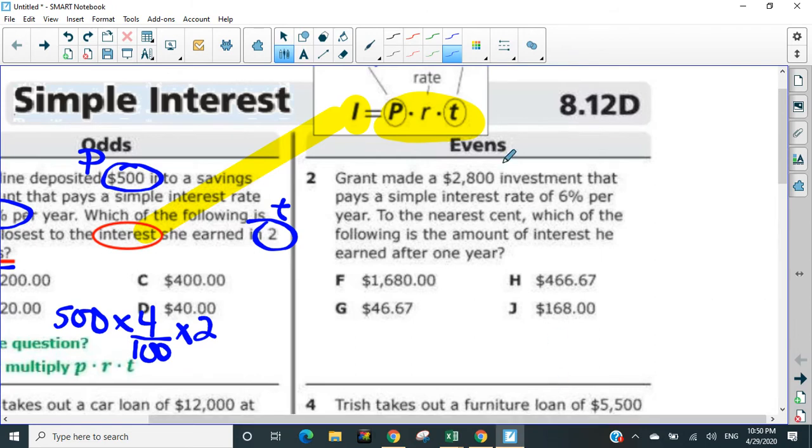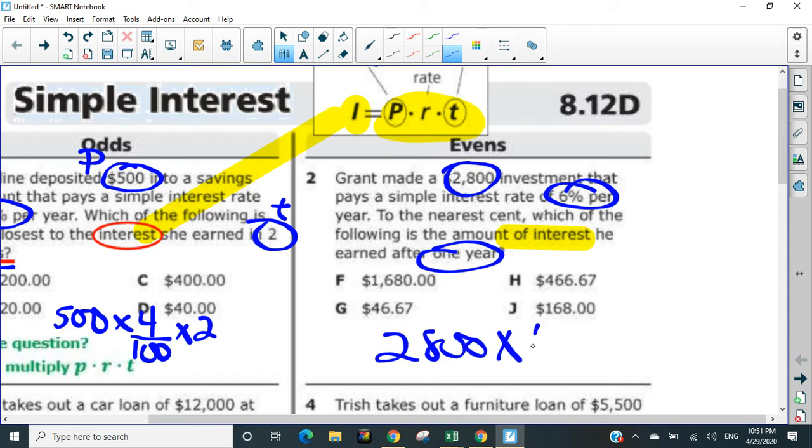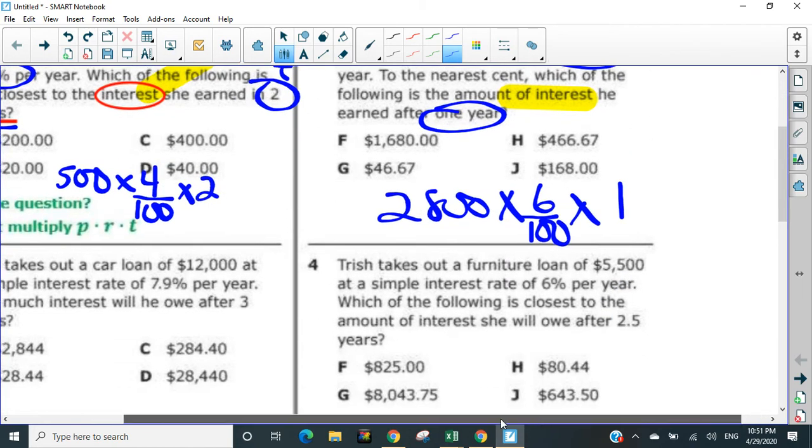For the next one, notice that the question is also asking for interest. The formula is giving us interest, so we basically multiply the three numbers, okay? So it's 2,800 times 6 out of 100, don't forget, times 1 year. And then we move on to number 3.